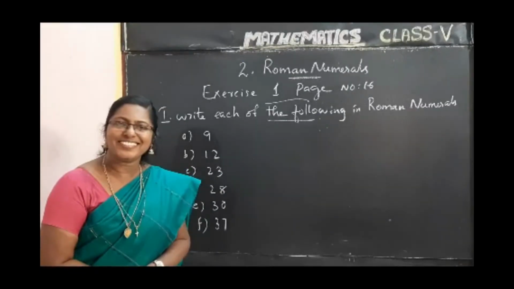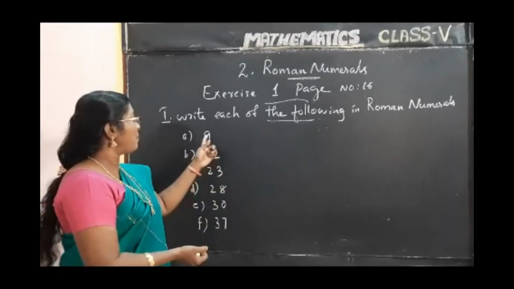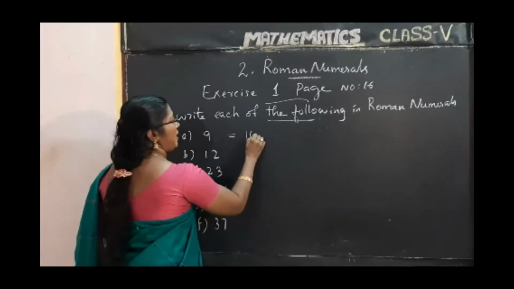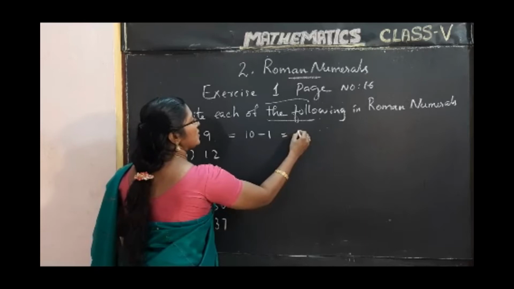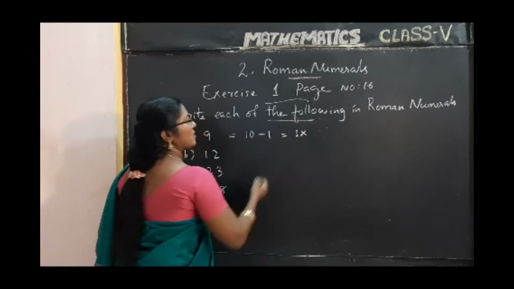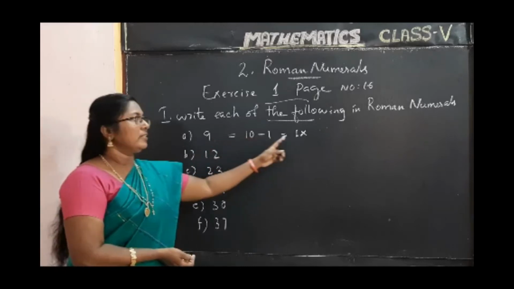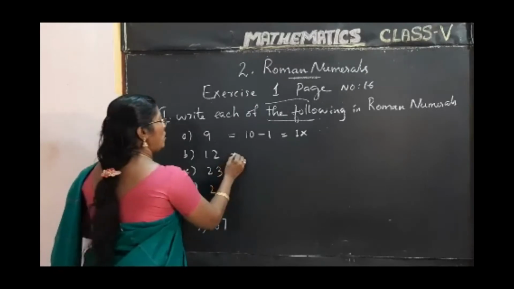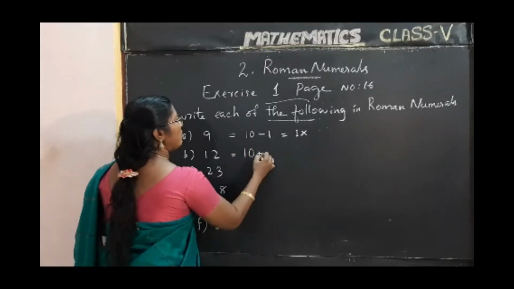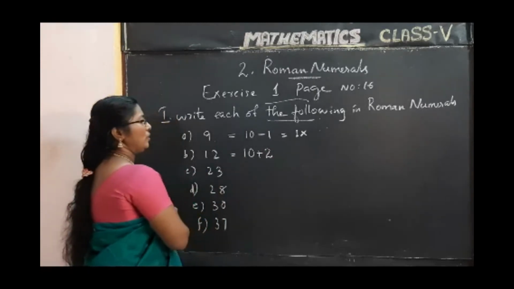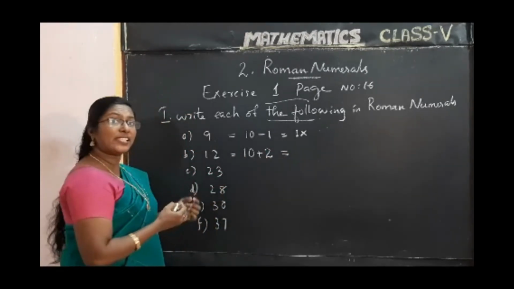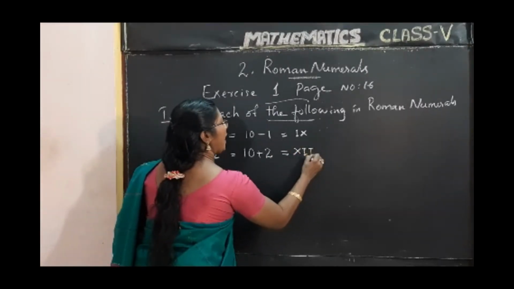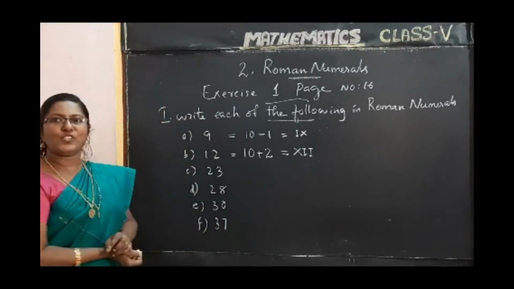Okay, let us start. How will you write this number 9? 9 equals 10 minus 1, that is IX. Okay, 9 denotes IX. The next one, 12. 12 equals 10 plus 1 plus 1, or 10 plus 2. How will you write 10? X denotes 10. That is XII. XII, that is 12.